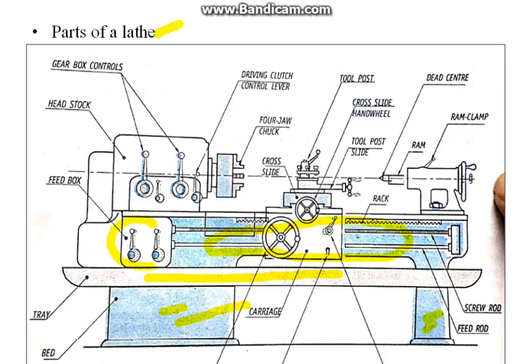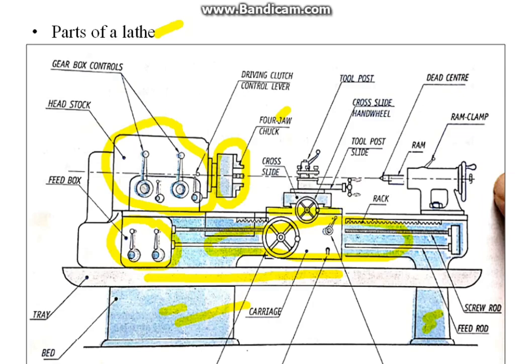This is the feed box, used to get the lathe machine to rotate at different speeds. This is the headstock. It is placed at the left side of the lathe machine. A number of pulleys and gears are mounted on the headstock. This is the work holding device called chuck. Either we use a 4-jaw chuck or a 3-jaw chuck.